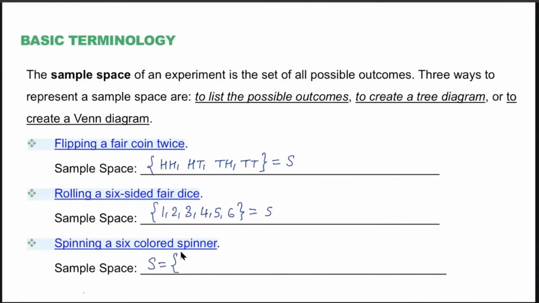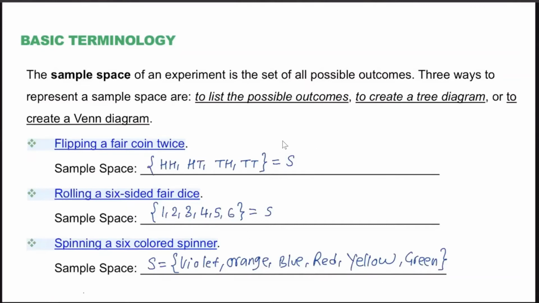So what were the different colors? Help me recall those colors again. Violet, blue, orange, red, yellow, and green. Very good. So these are all possible outcomes. So always remember, the set of all possible outcomes is called the sample space.